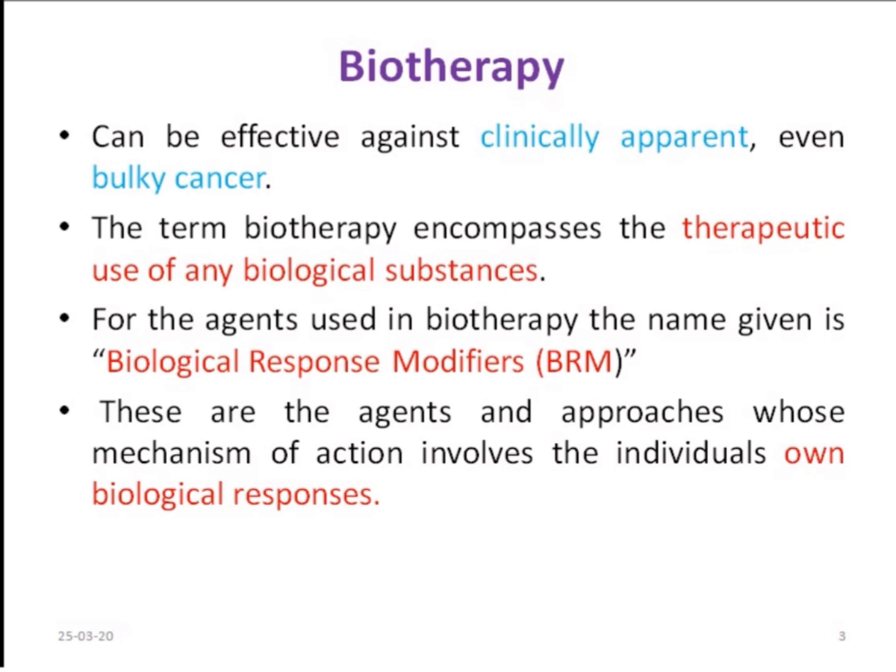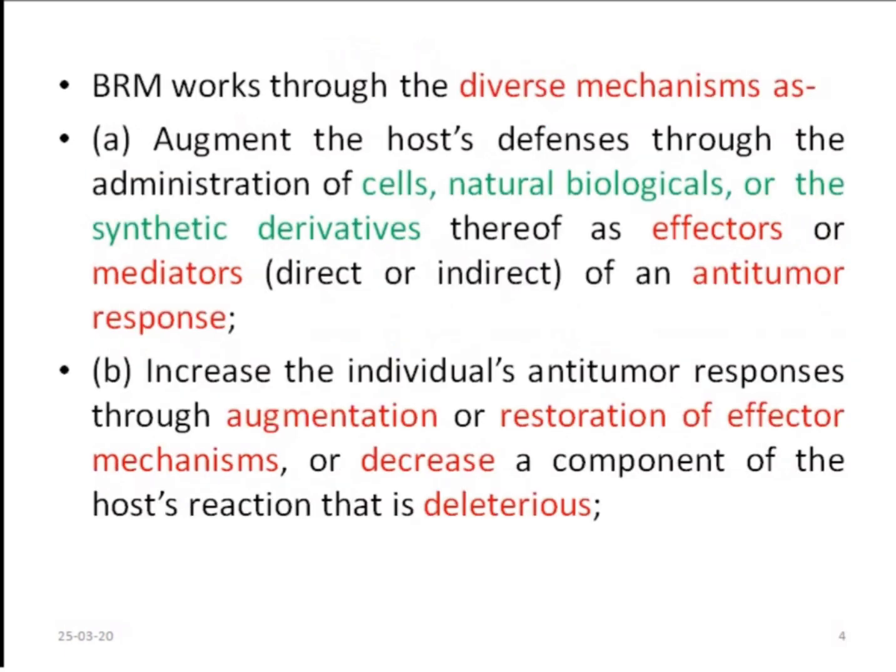And because in our body all kinds of responses are there, you have seen in previous slides that oncogene is there, proto-oncogene is there, right? So tumorigenic factors and anti-tumorigenic factors, all kinds of factors are there in our body. As per the need, they activate them. So here also we use these BRMs to modify those factors and their responses. BRMs work through diverse mechanisms. Very important to understand these points.